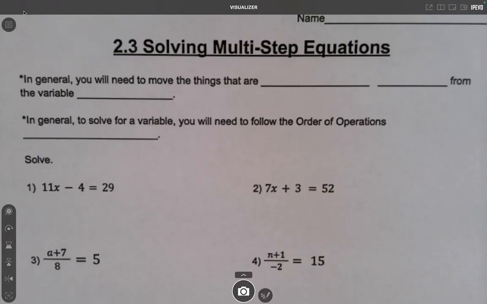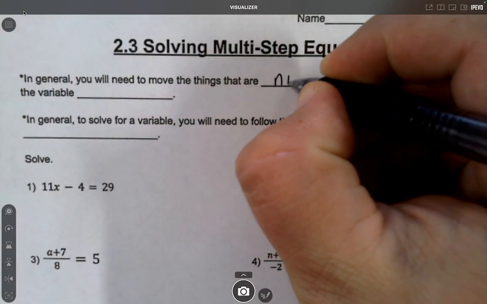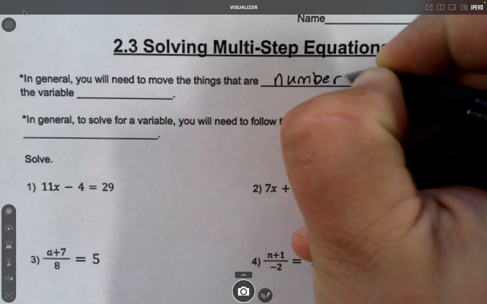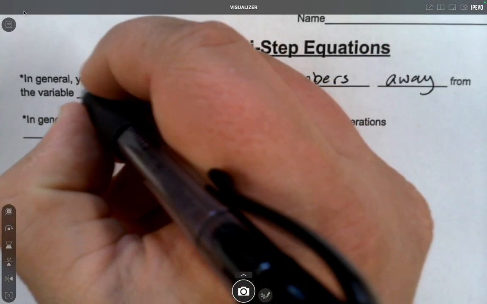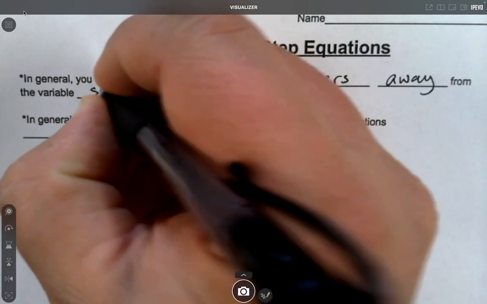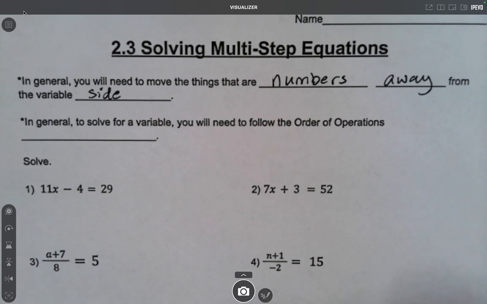One-step equations, and now it's time for multi-step equations. So in general, you want to move things that are numbers away from the variable side. Whichever side has the variable, your goal is to move all the numbers on that side over to the other side. And this may sound crazy, but we talked about it in one step a little.